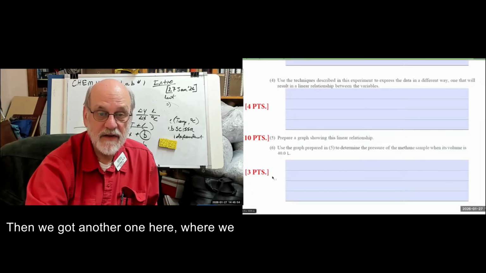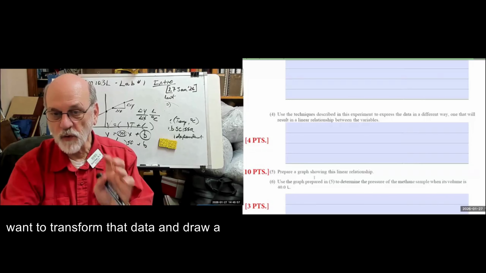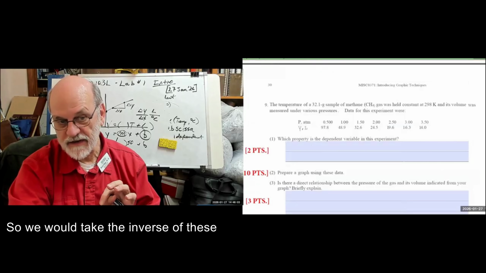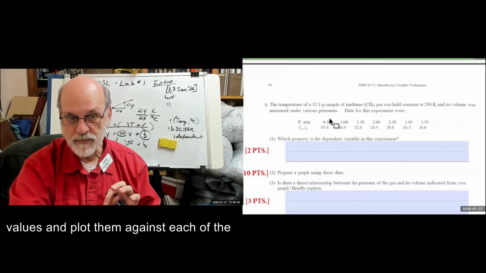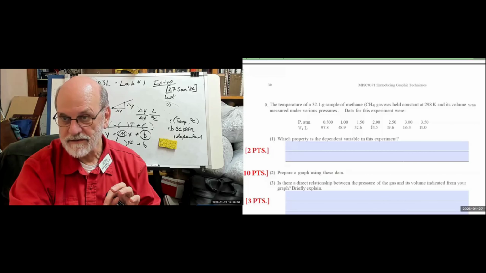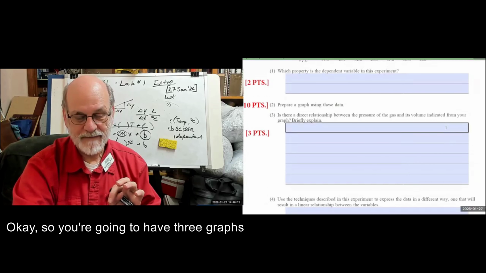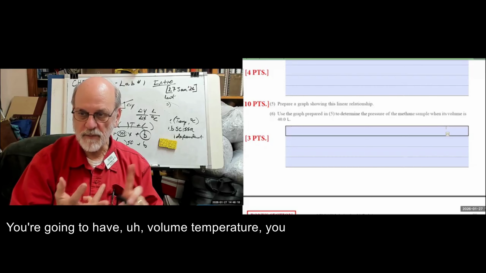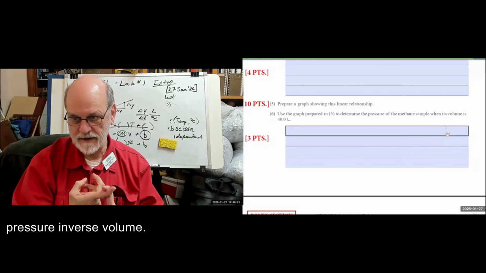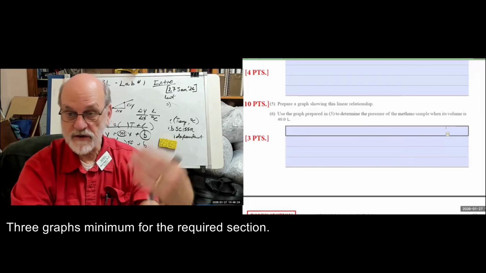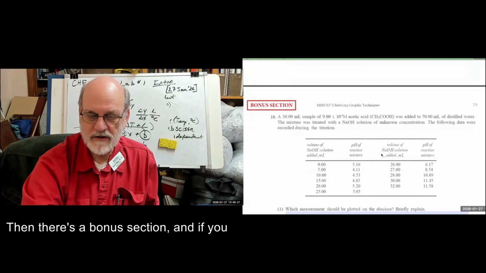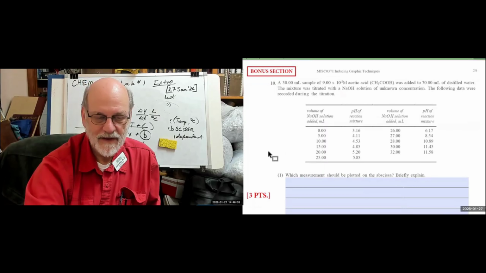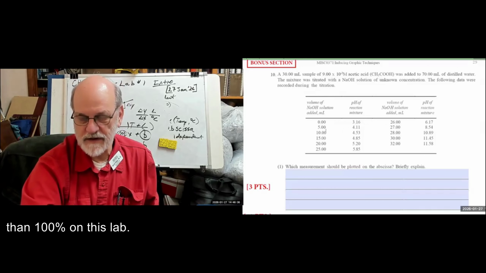Then we got another one here where we want to transform that data and draw a linear graph of it. So we would take the inverse of these values and plot them against each of the x values. Okay? So you're going to have 3 graphs minimum, right? You're going to have volume temperature, pressure volume, and pressure inverse volume. 3 graphs minimum for the required section. Then there's a bonus section. And if you feel brave, you can get in there and earn some more points. So you have the potential of making more than 100% on this lab.